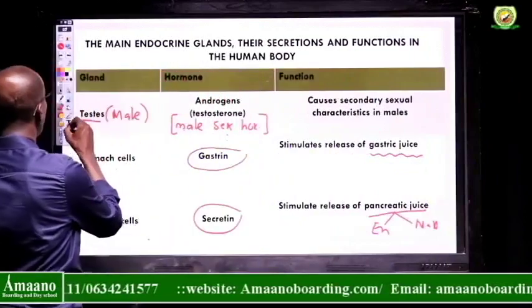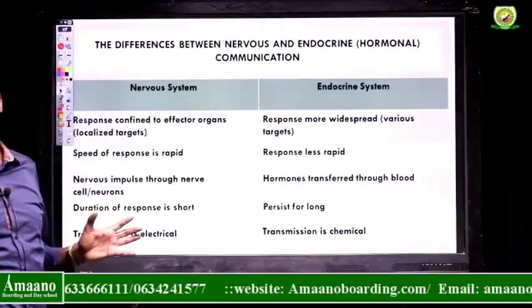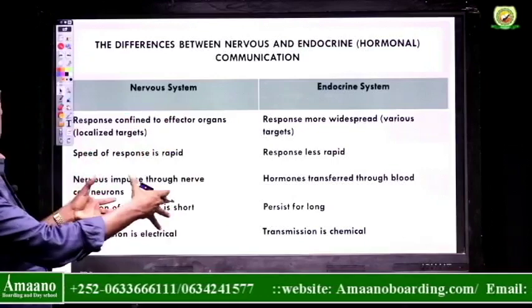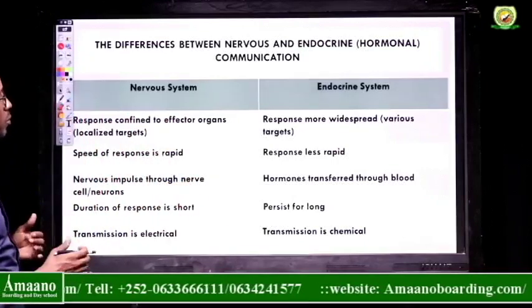Okay, let's continue. That's all about the hormones. So the last part of this chapter, we are going to compare the nervous system and the endocrine system. Let's look at some differences between them.